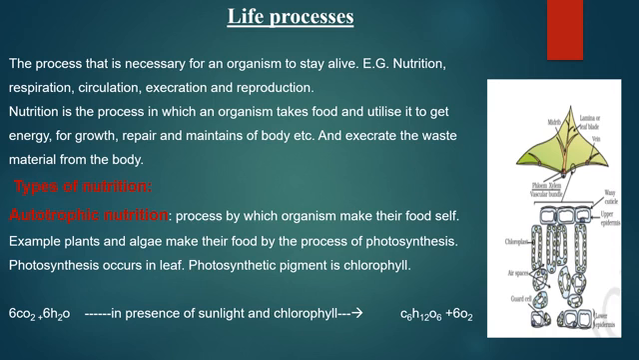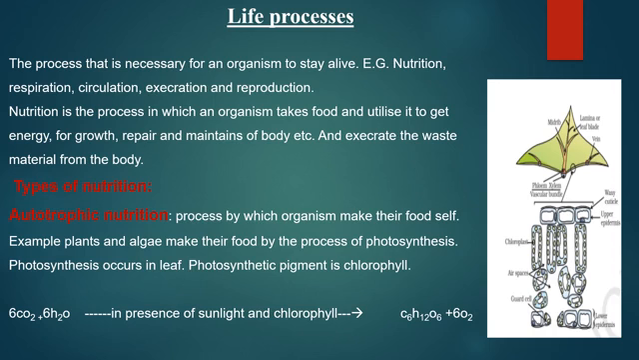As we know, there are two types of nutrition in which we take raw material as nutrition. First is autotrophic nutrition. As in previous classes you have studied, in autotrophic nutrition the organism makes its own food. For example, plants and algae make their own food by the process of photosynthesis.